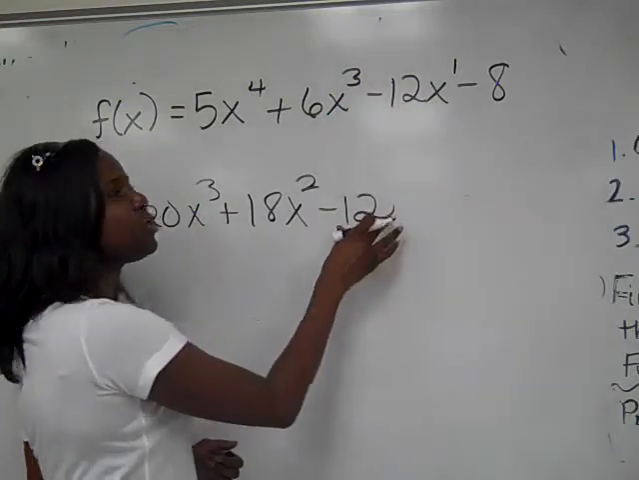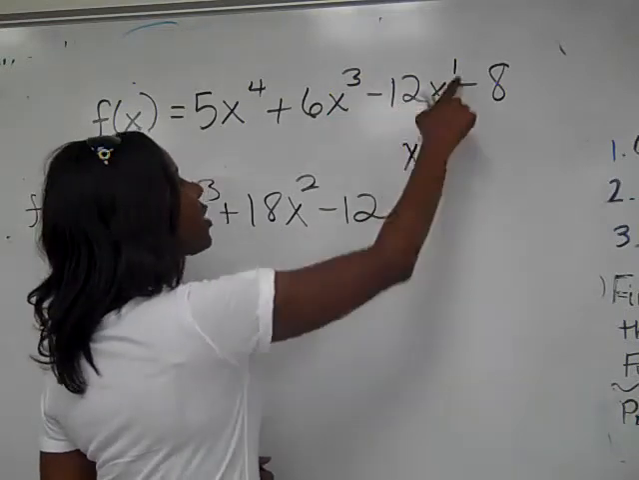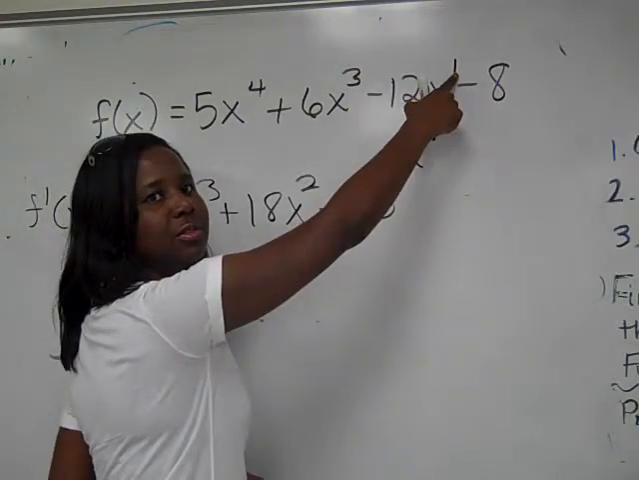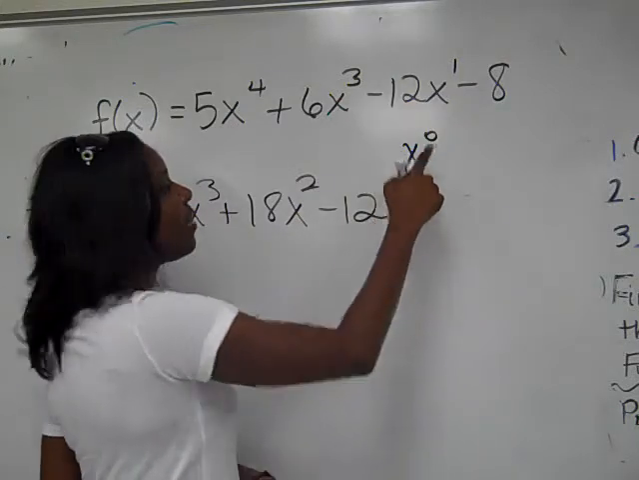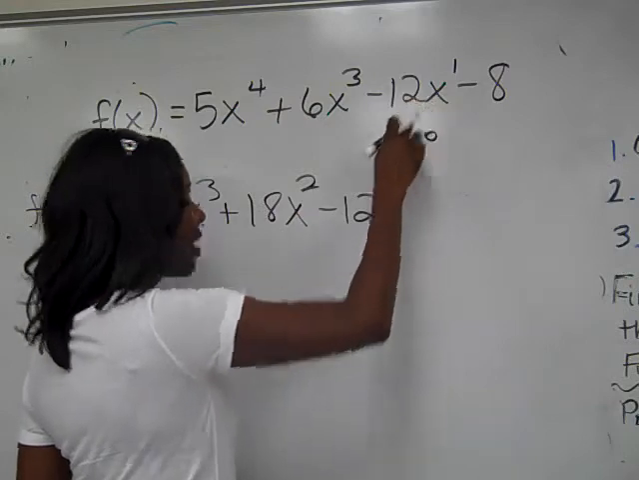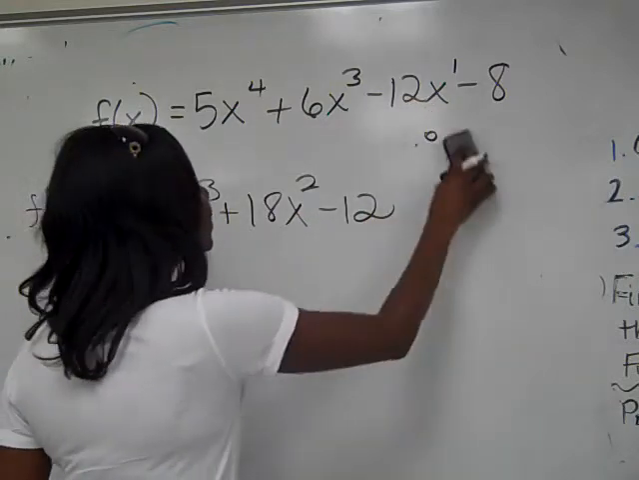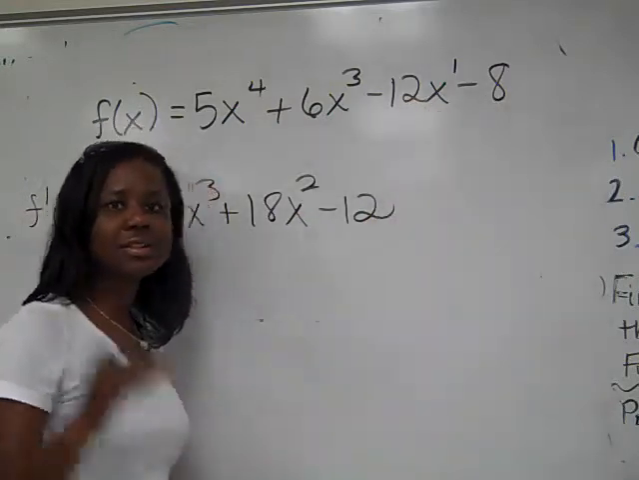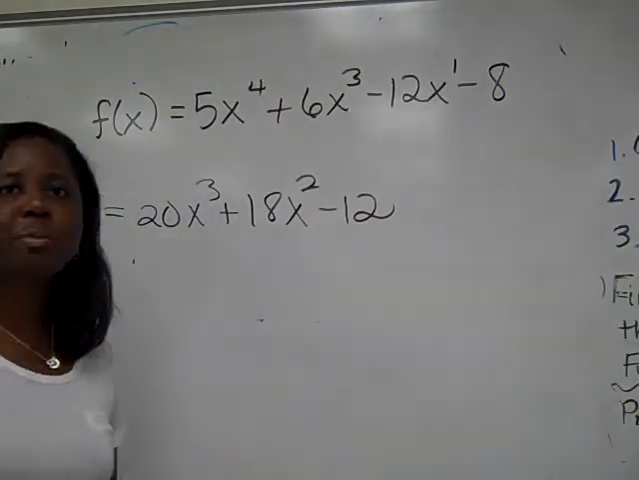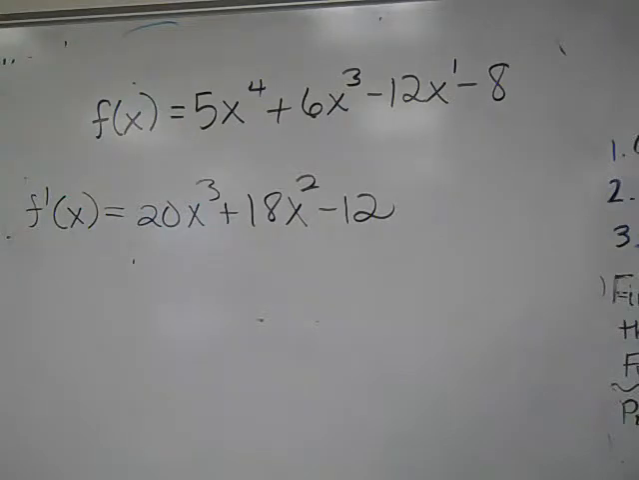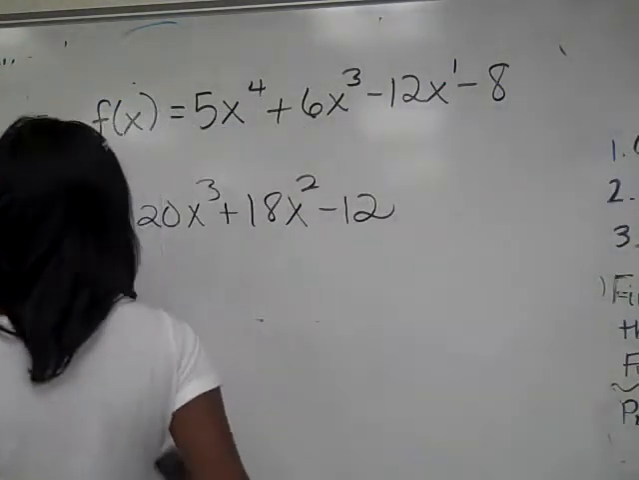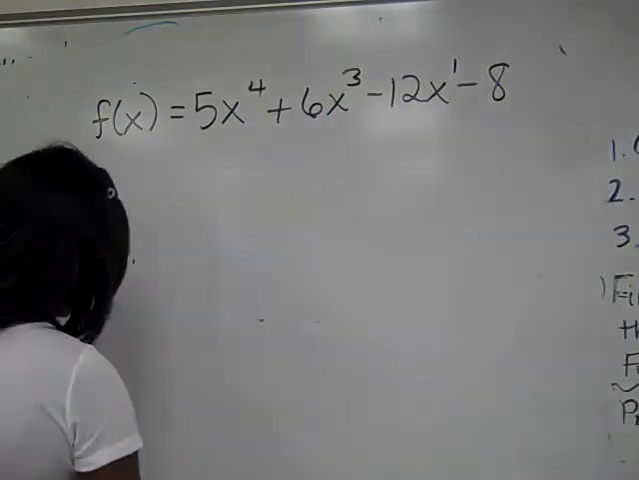1 times 12 is 12. What happens when you subtract 1 from the exponent here? You get x to the what? 0. And what's any number to the 0? That's 1. So that's why you didn't see the x anymore. And the derivative of a constant is 0, because the slope of a constant function, which is a horizontal line, is 0. So that's the answer.